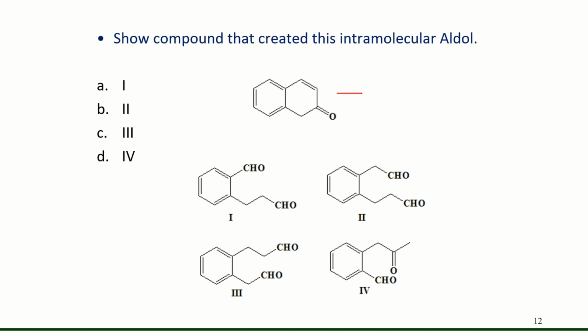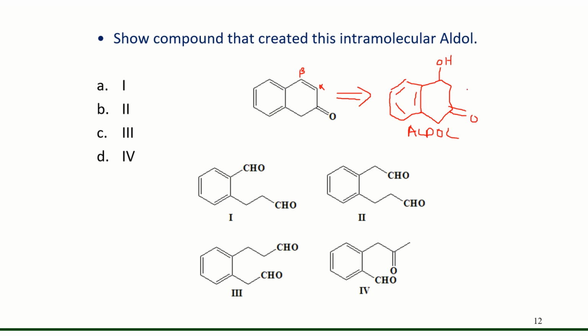We're going to retro-analyze this compound. And the first thing you got to realize is that this is an alpha beta unsaturated carbonyl. So therefore it came from an aldol. The ring will stay the same. Here's our carbonyl. And of course, in the beta position will be our hydroxy. So this is our aldol. The molecule on the left, which is our product, is the condensate of the aldol.